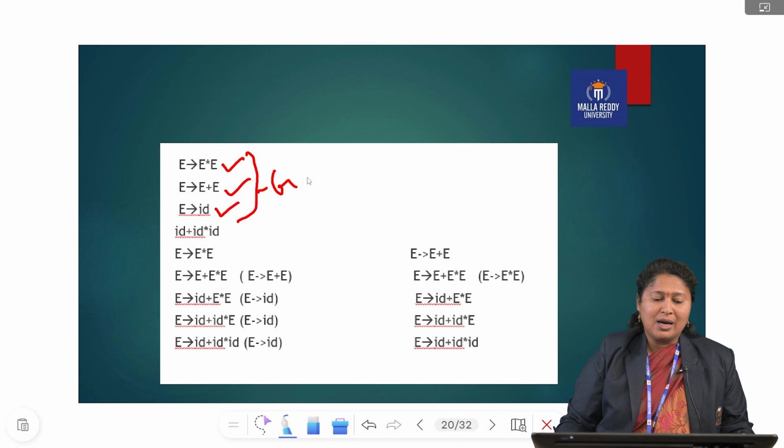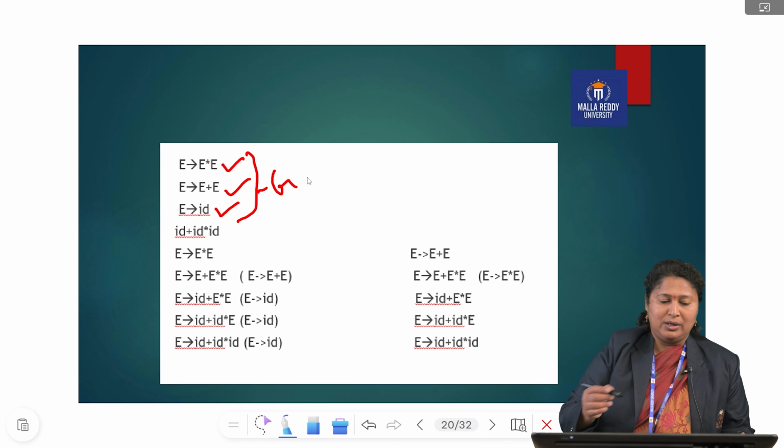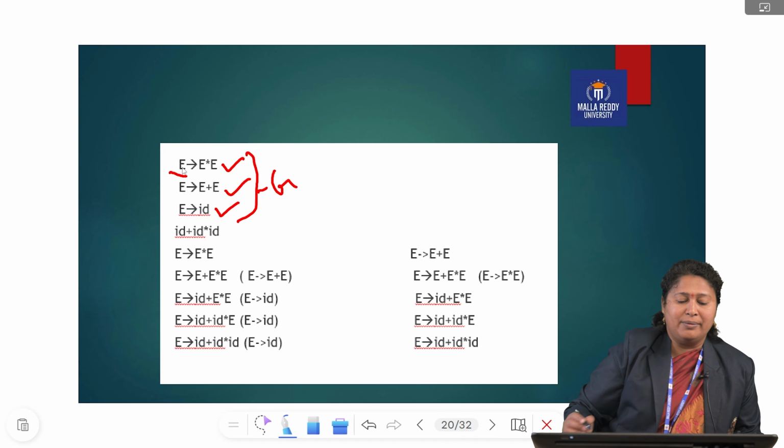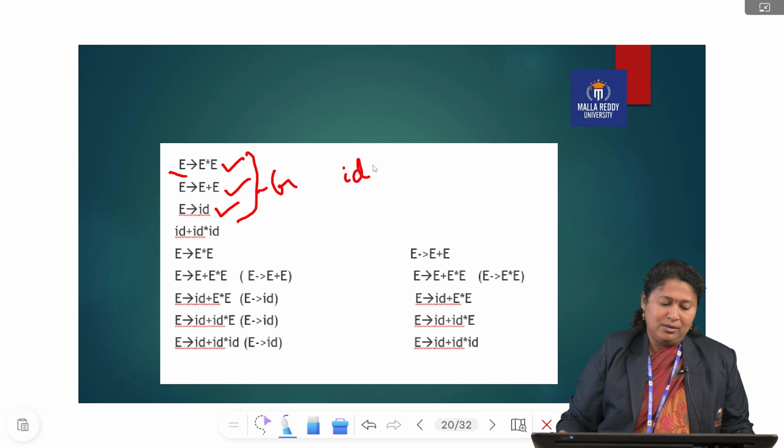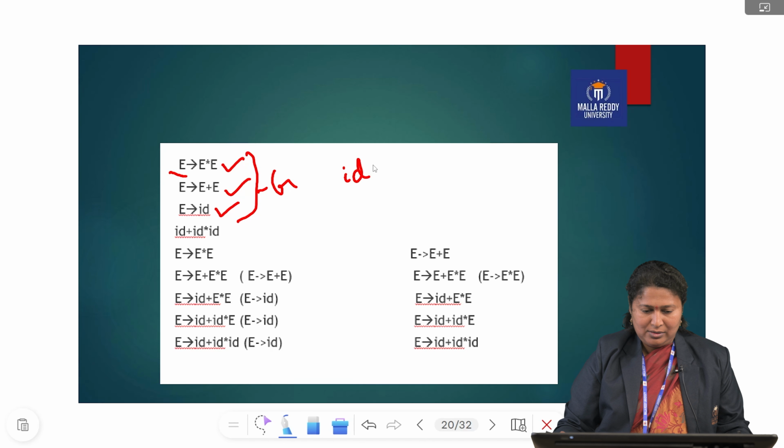Okay. And the start symbol is E only here. This will give the start symbol. And what are the terminals here? ID is the terminal. Like the small case variables and operators will be taken as terminals here. Capital letters will be taken as non-terminals here.